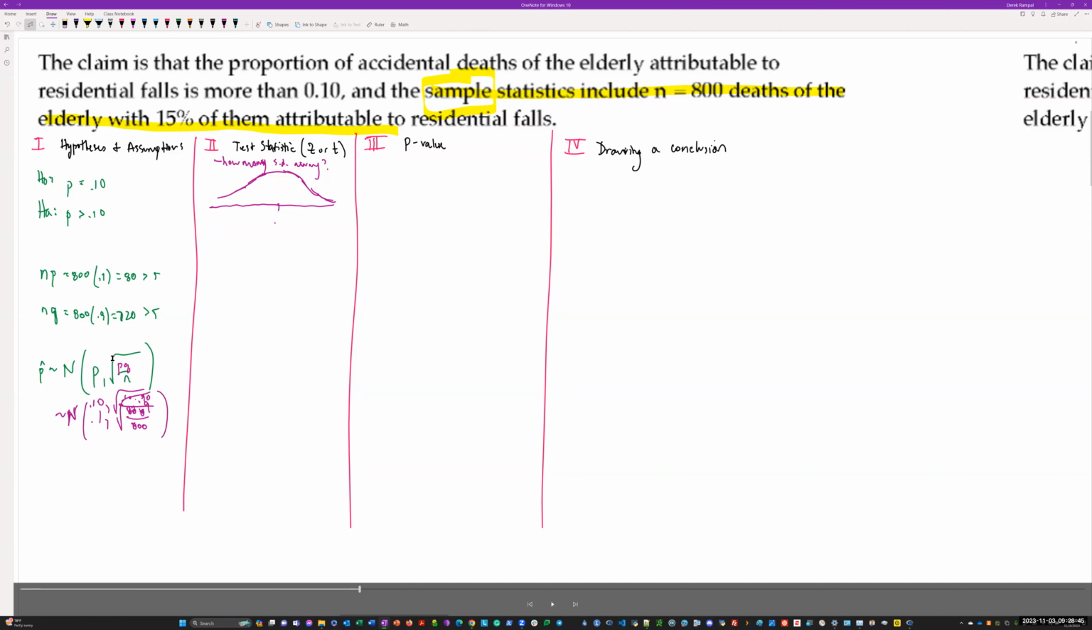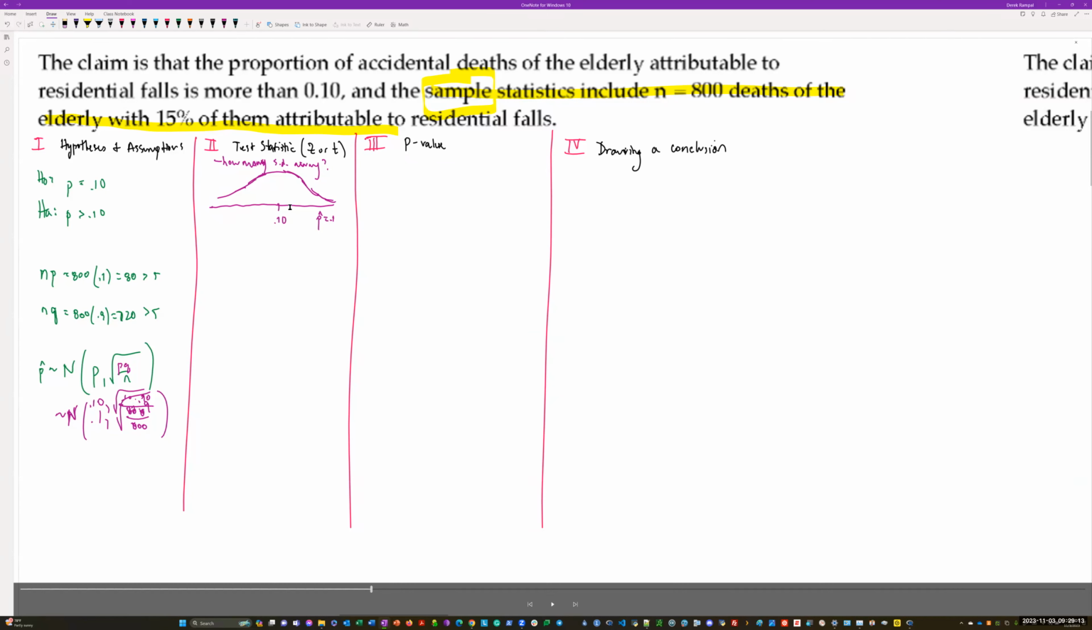What you need to remember is Z is equal to X minus mu over sigma. That means you need sigma. The only time you use T is when you don't know sigma. In this case, sigma is actually known, so we can do Z. So we determine the number of standard deviations away from the mean.